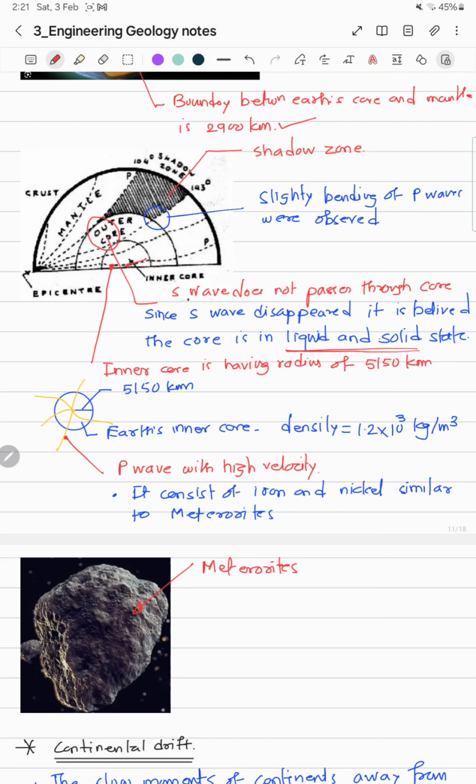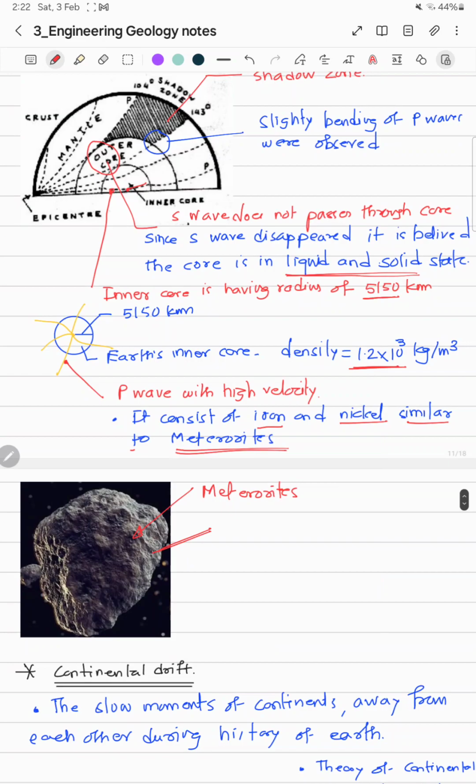The inner core has a radius of 5150 kilometer and a density of 1.2 into 10 to the power 3 kg per meter cube. It consists of iron, nickel and similar materials to the meteoroids. Okay, this is meteoroids.